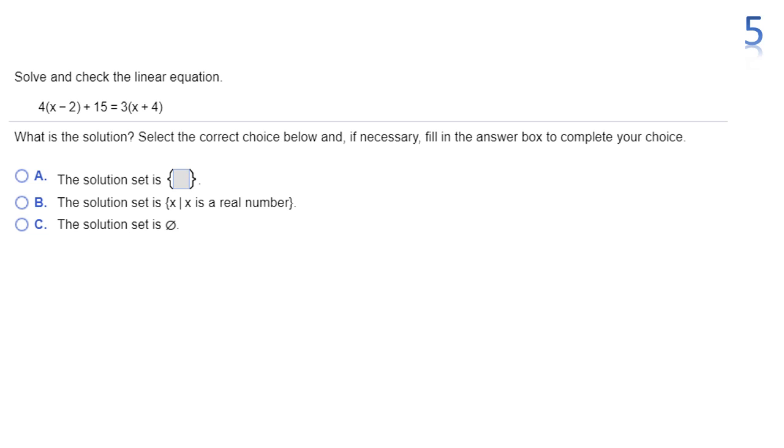Now in this question you will simply solve. Start off with the distributive property. The distributive property says to take the number in front of any parentheses and multiply. So we end up with 4x minus 8 and bring down the plus 15 equals. Then on the other side of the equals, I multiply through and I get 3x plus 12.